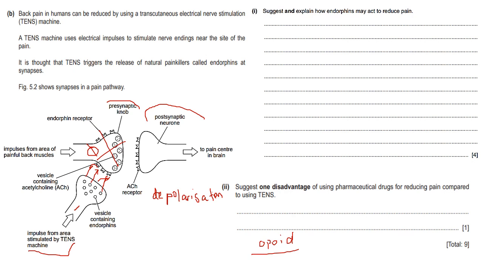It would be a lot better to use an electrical impulse to just stimulate the nerves around the area so that they can become active.